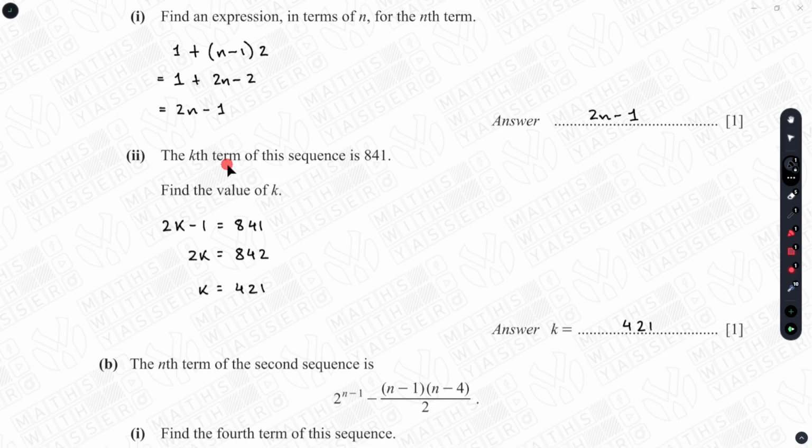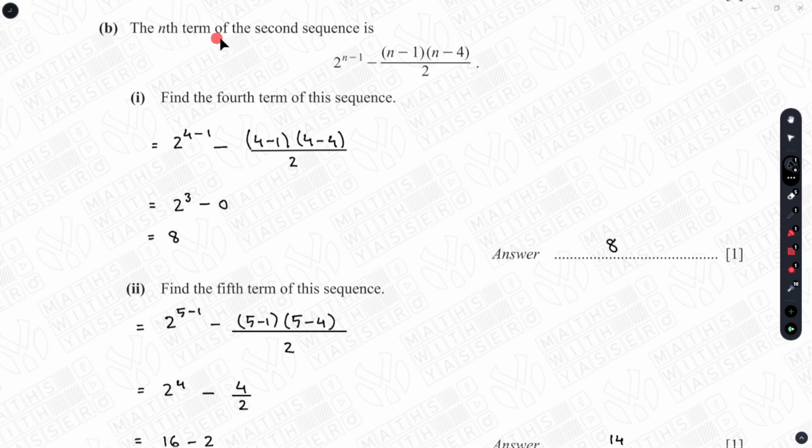Then it says the kth term of this sequence is 841. Find the value of k. So we have already found the nth term. Now we simply need to place k in this equation and equate it to 841. So 2k minus 1 is the term which is 841. So 2k is 842. Dividing 842 by 2, I will get 421. So the 421st term is 841.